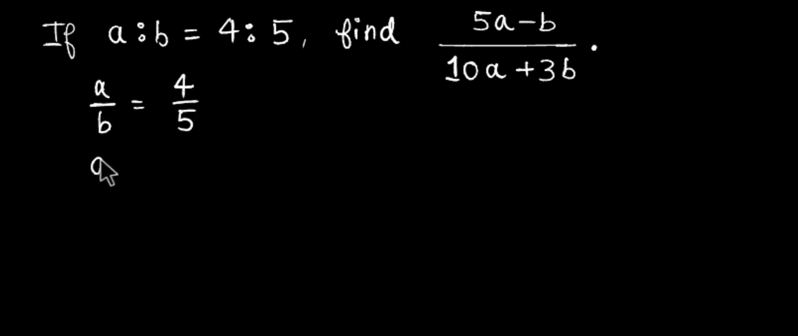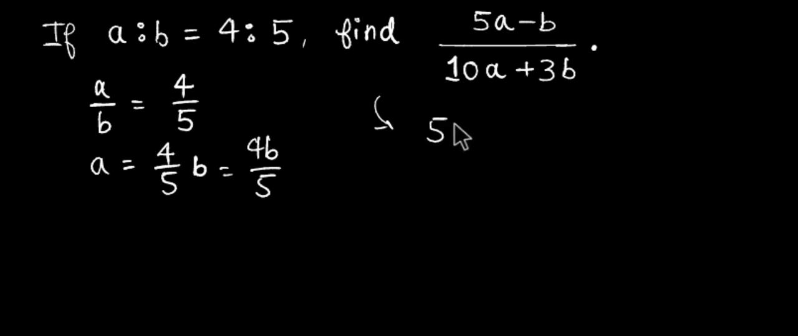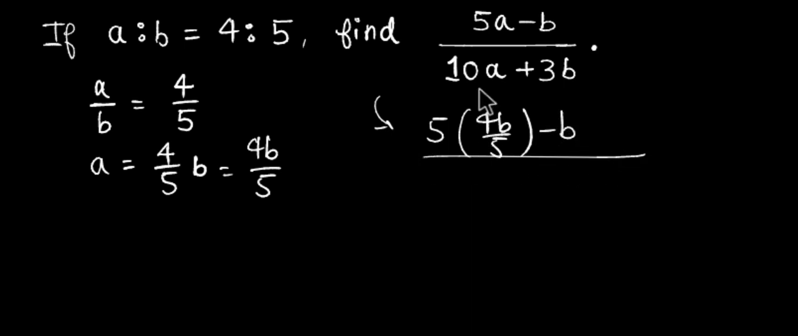Now from here I can write the value of A as B multiplied on the right hand side. So the value of A is 4 by 5 B, or I can say the value of A is 4B by 5. Now put the value of A in the given expression to find its value. So I can write this expression as 5 times 4B by 5 minus B, divided by 10 times 4B by 5 plus 3B.